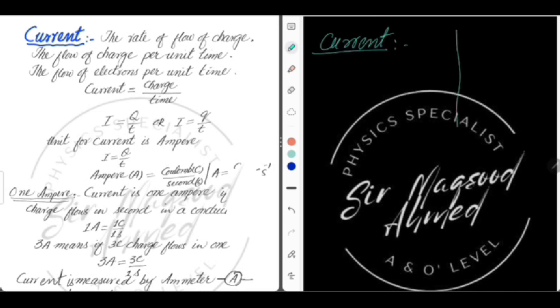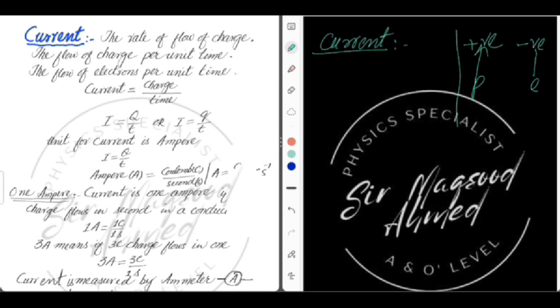Today we will discuss electric current. Before starting the topic, you must keep in mind there are two types of charges known as positive charge and negative charge. Proton is positively charged and electron is negatively charged. Another thing, whenever the current passes through any conductor, only electron flows. Positive charge or proton never flows.